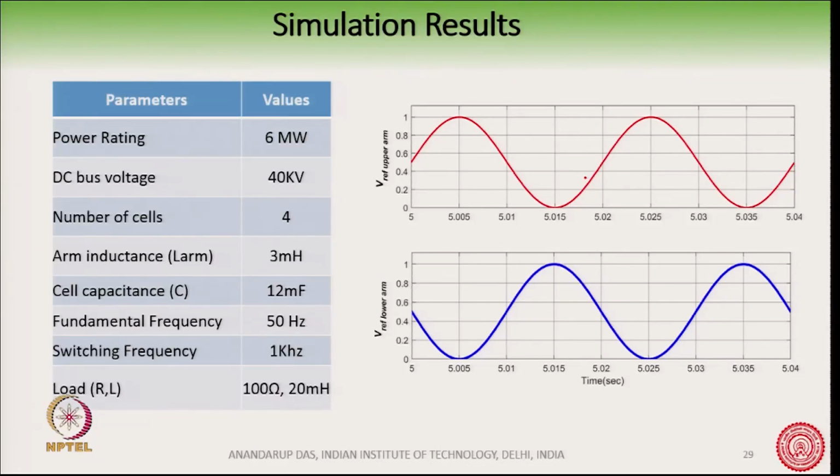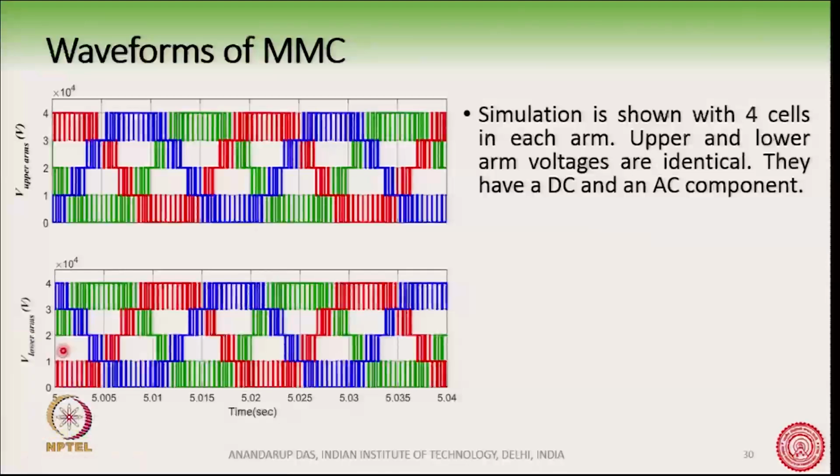in other words E by 2 into 1 plus m sin omega t. This is where the phase difference can be seen in the reference, and accordingly the actual upper arm and lower arm voltages are something like this. Since there are 4 cells, you can clearly see the levels here. There should be 5 levels, because this is made up of half bridges. This is the first level 0, and there is a second level 1000 volt, 2000 volt, 3000 volt and 4000 volts, right. Each DC bus is 1000 volt.